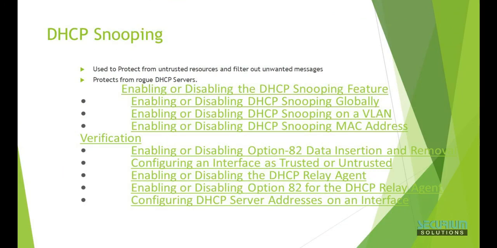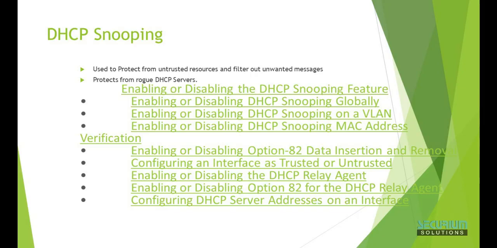In DHCP snooping, we enable it to prevent rogue, strange hosts from connecting with the trusted DHCP servers. To avoid that, we need to enable DHCP snooping. These are all the steps that we need to carry out to enable and disable DHCP snooping globally on VLANs, to make the interfaces trusted, to add DHCP snooping to option 82 and to the relay agent, and to successfully add a server address on an interface.